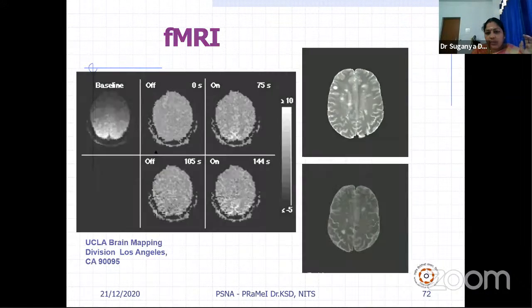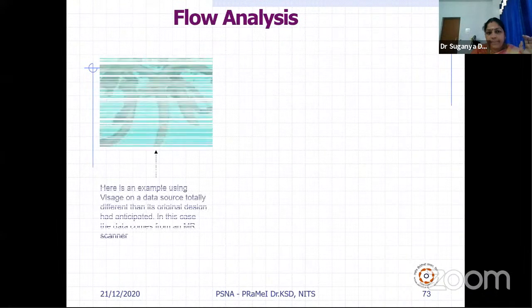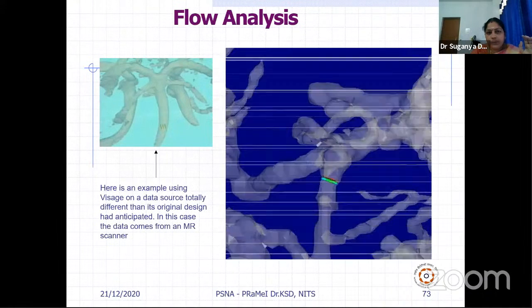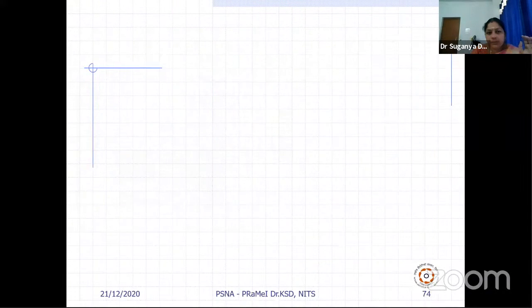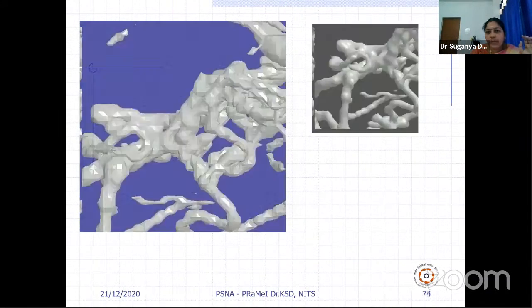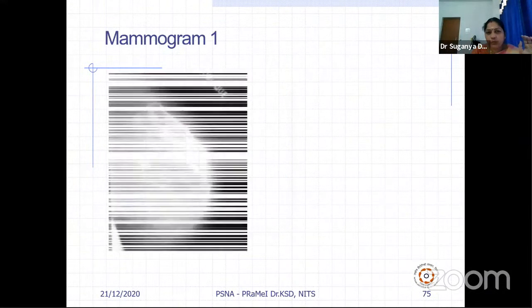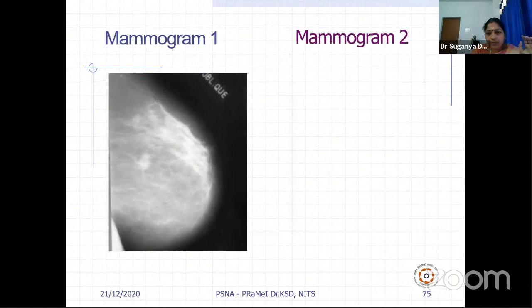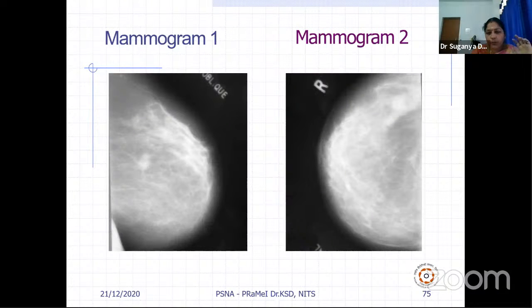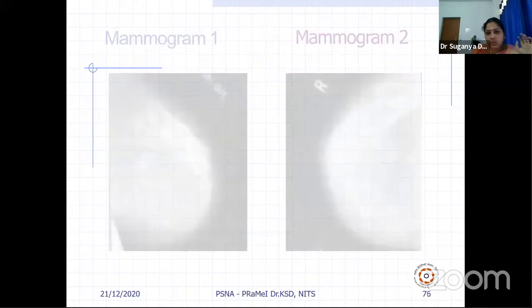So this is the functional MRI, and this is the Doppler for flow block identification. We can go for this. Mammograms are known for breast cancers. If you are going to work in the breast cancer area, you have to go for mammogram images.